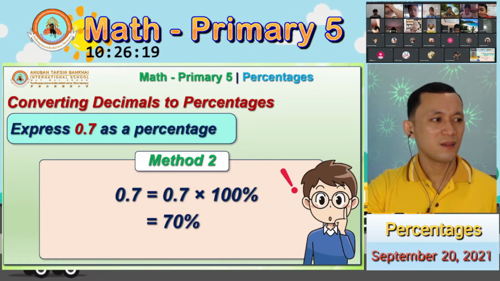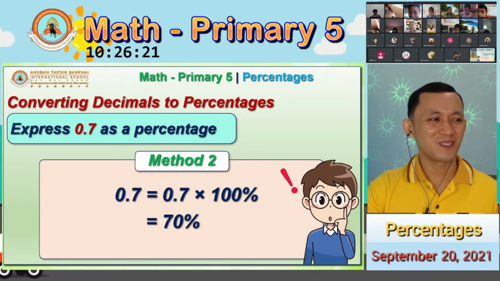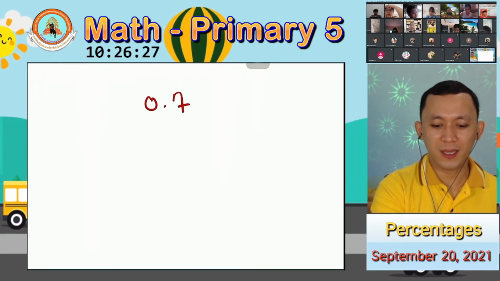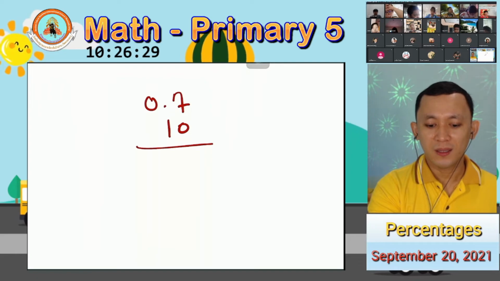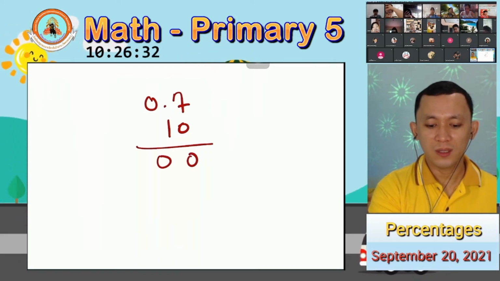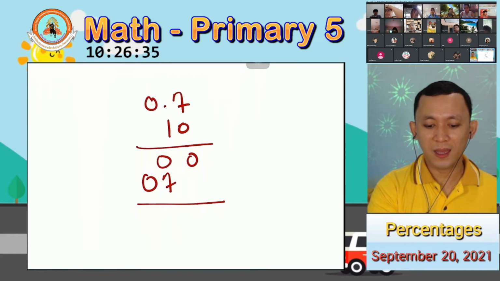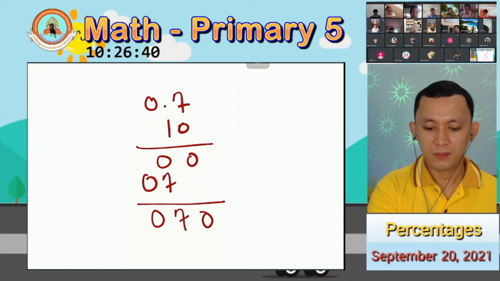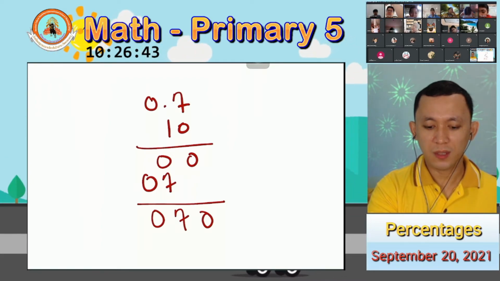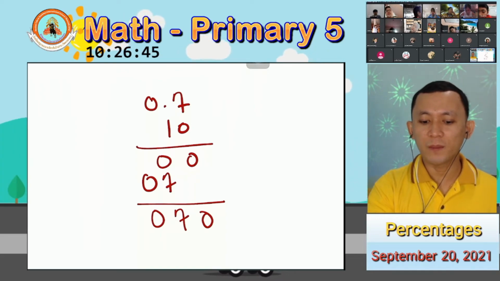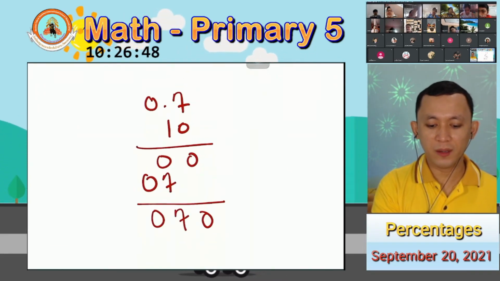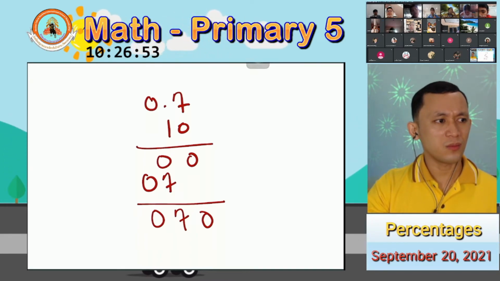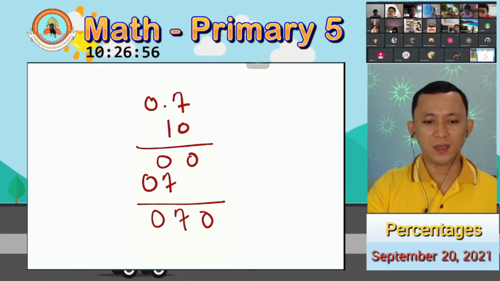This is very short and very easy. Again, 0.7, if we multiply it by 10, we add a 0 and get 7, 0. Okay, so here, how many decimal places do we have? We have 1.